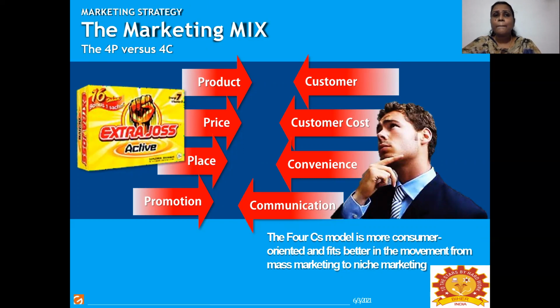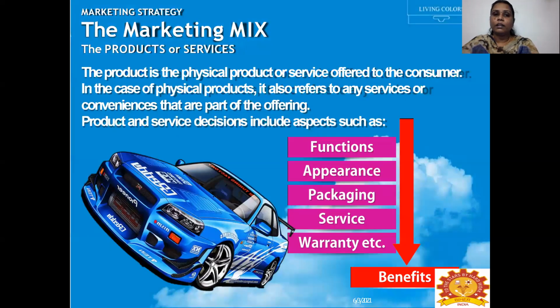So place is for convenience. And then we have promotion. Promotion is all about communication. The 4Cs model is more consumer oriented and fits better in the movement from mass marketing to niche marketing. So when a company decides to move away from mass marketing to niche marketing, then instead of the 4Ps, it is better that the company looks into the 4Cs, which are customer cost, convenience, and communication, where the premise is the customer. So this is the marketing mix.